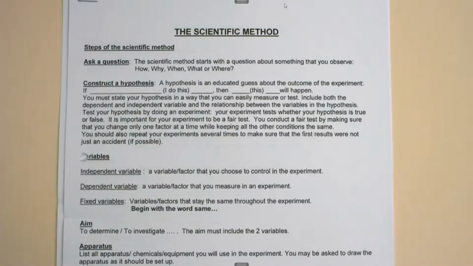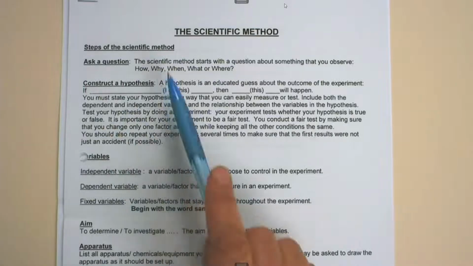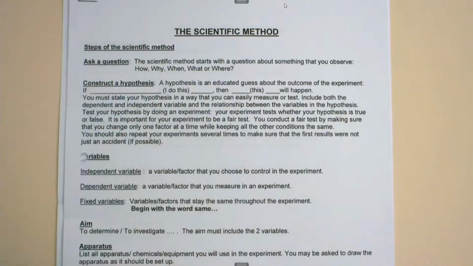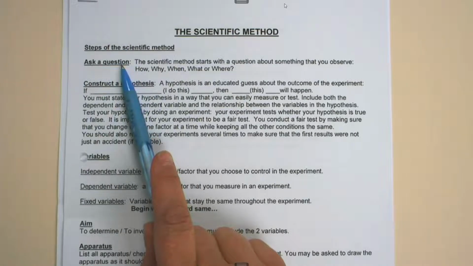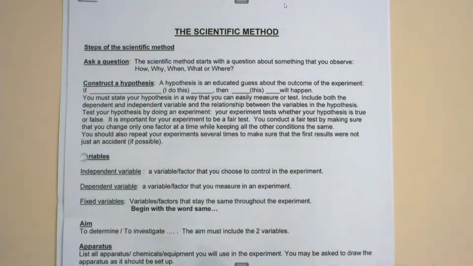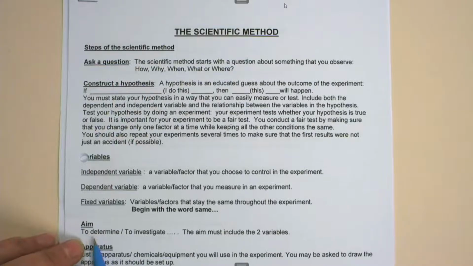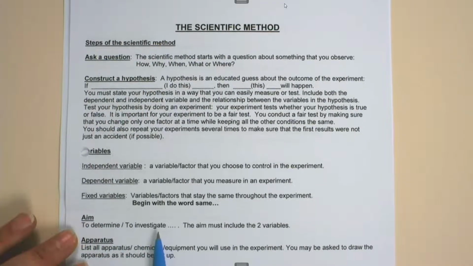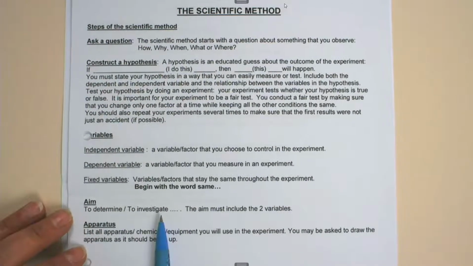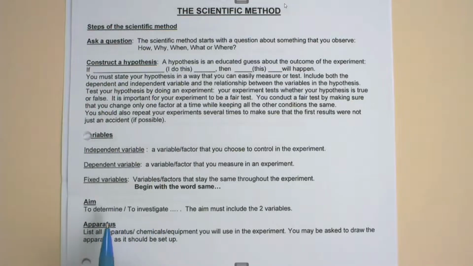So if they ask you to write a scientific question, you look at the experiment that they are providing, and you ask a question. And how do you ask a question? You start with these words. Now, the scientific question will be the same as your aim, because you're going to determine or investigate. So if they ask you what the aim of the experiment is, you look for these two words: to determine, blah, blah, or to investigate.